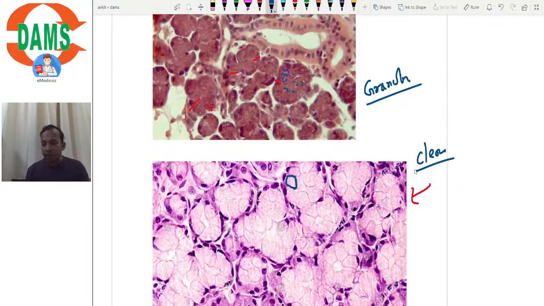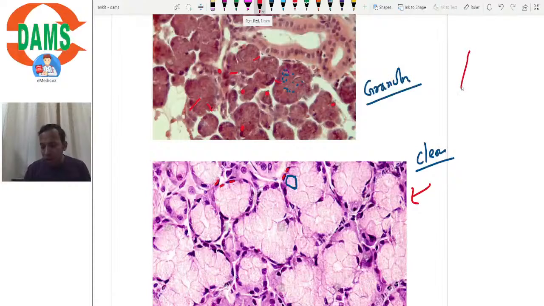Now let's take a look at the nucleus. What about the nucleus? You can appreciate that the nucleus here appears round, right? The nucleus more or less appears round. Now what about the nucleus in the second diagram? You can appreciate that the nucleus here is flattened, right? The nucleus appears flattened and pushed towards the base of the cell, isn't it? It is flattened and it is pushed towards the base of the cell. So these are some gross differences that you can notice between these two diagrams.